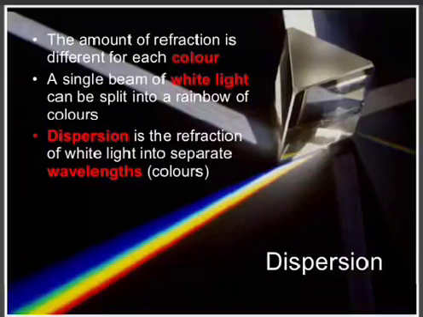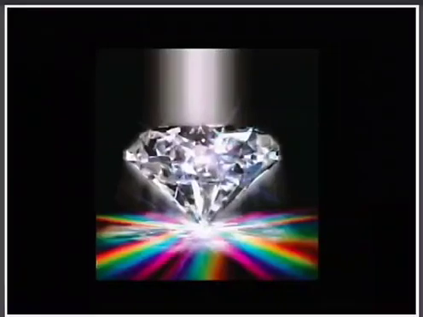So dispersion is the refraction of white light into separate colors. Each color will have a different wavelength, hence a different speed. Because of different speed, you can see 7 different colors. The best example is a diamond. There is a diamond, and on the top we are giving white light, not the bulb. White light means the sunlight.